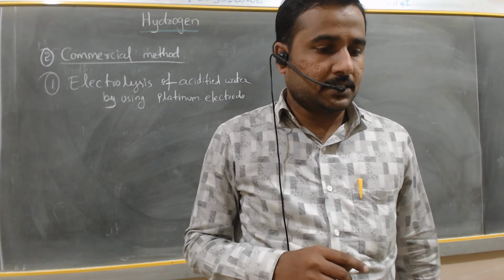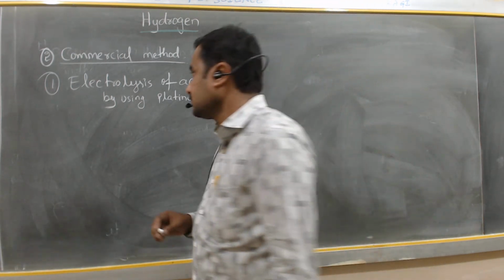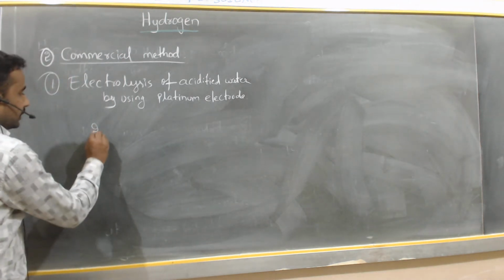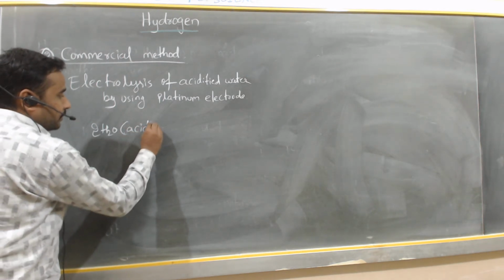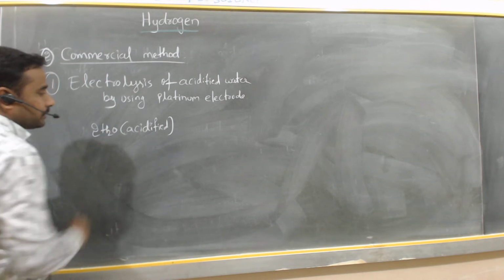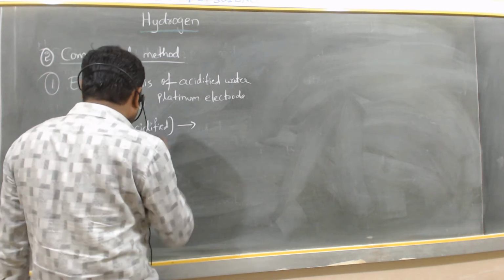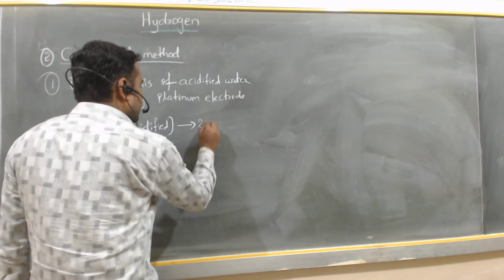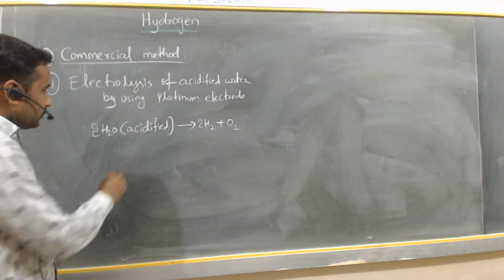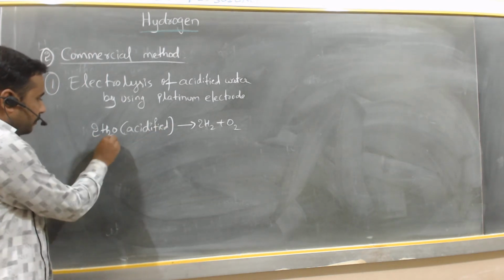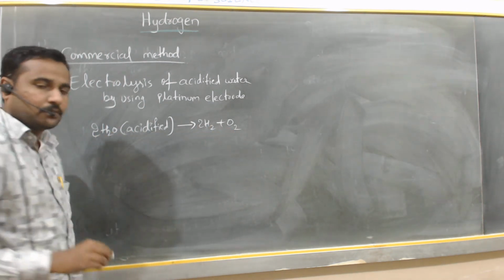When the electrolysis starts, it gives hydrogen. I will write the reaction: 2H2O, that is the acidified water. When the electrolysis takes place, it splits into 2H2 plus O2. So you can see how to balance this one. How many hydrogens are there? 4 hydrogens here, and here also 4 hydrogens. 2 oxygens here, and here also 2 oxygens. So now it is a balanced reaction.